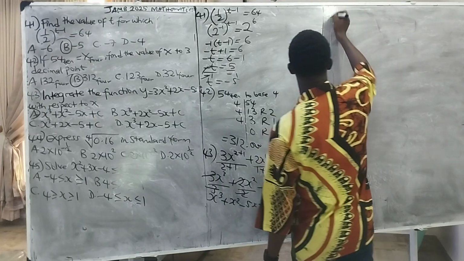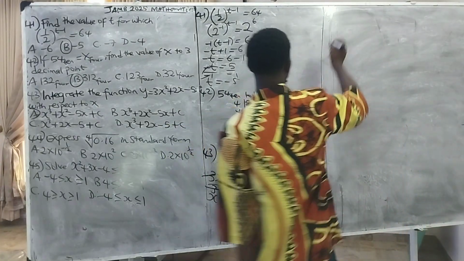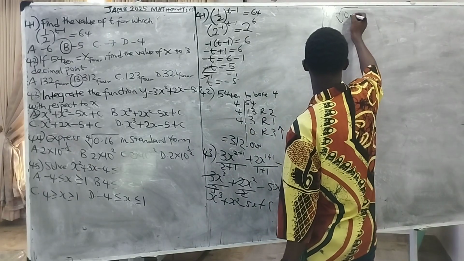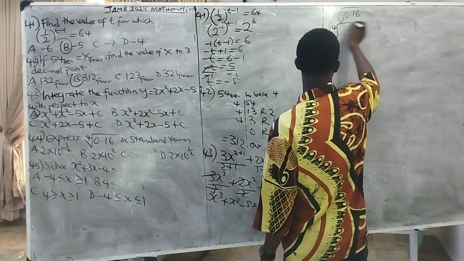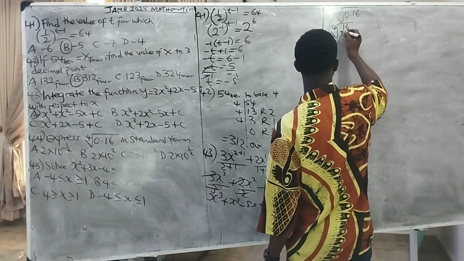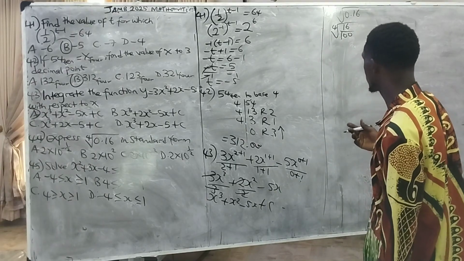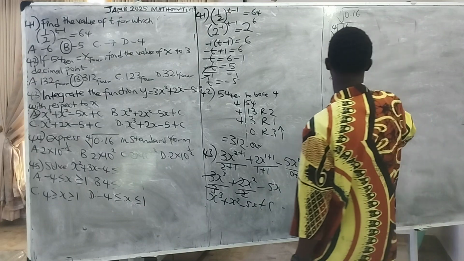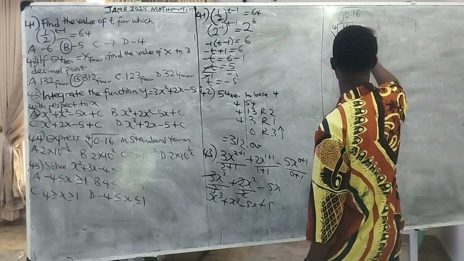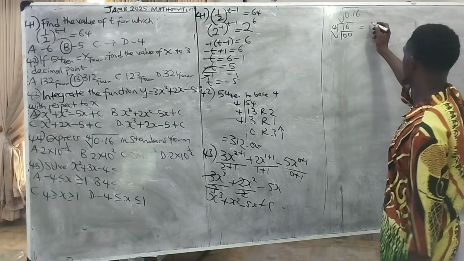Number 44, we have to express the fourth root of 0.16 in standard form. This is the same thing as 16 over 100. Can you see that? So how do we do this? First of all, the fourth root means what number will you multiply by itself 4 times to give 16? It is 2.